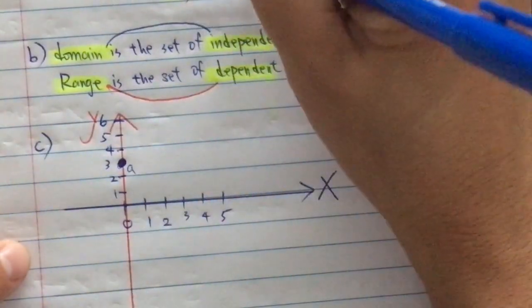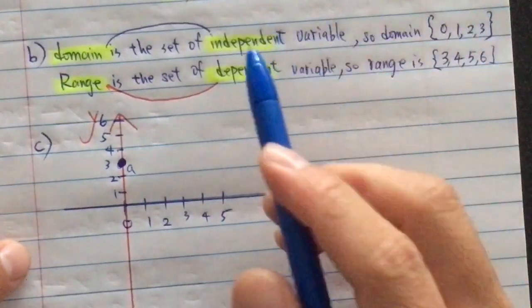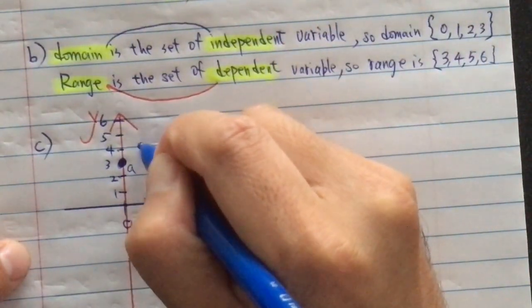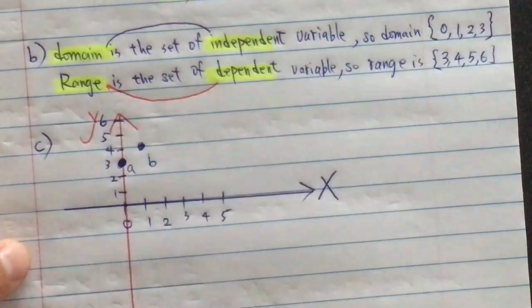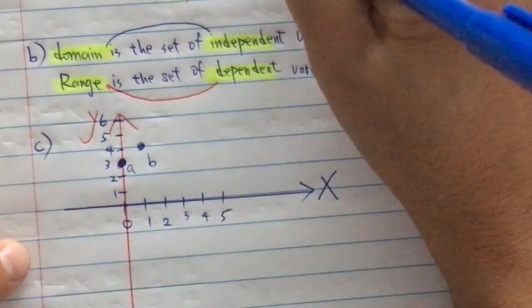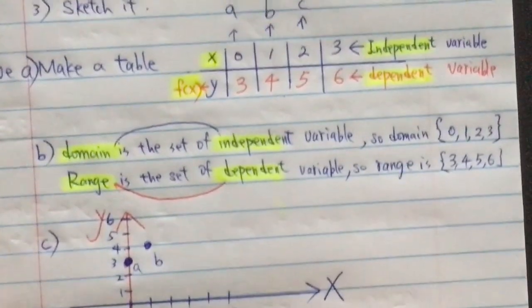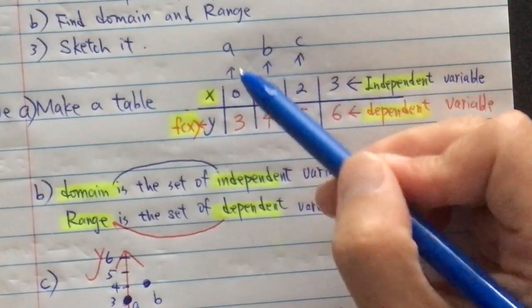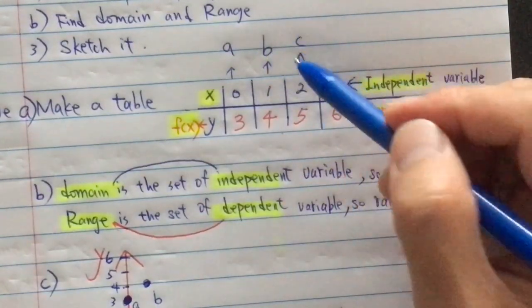How about point B? When x equals 1, y equals 4. Right? This is B. How about C? Let's say this is point C, okay? Point A, point B, point C.